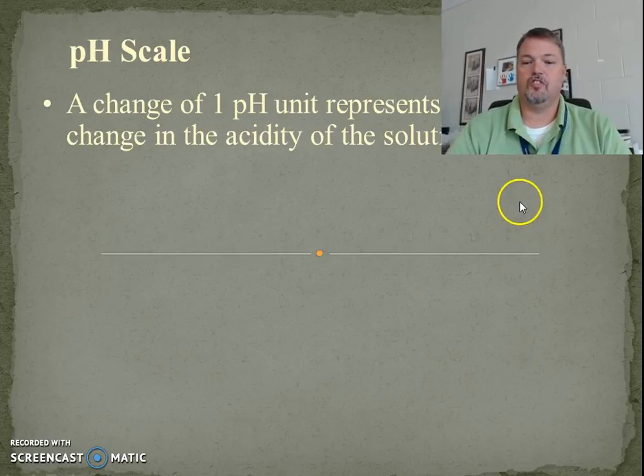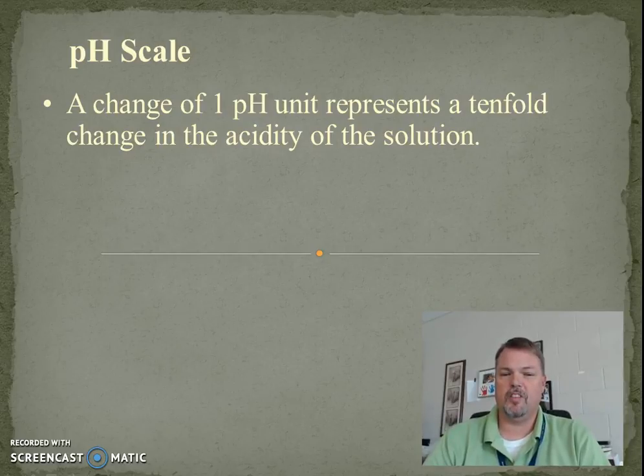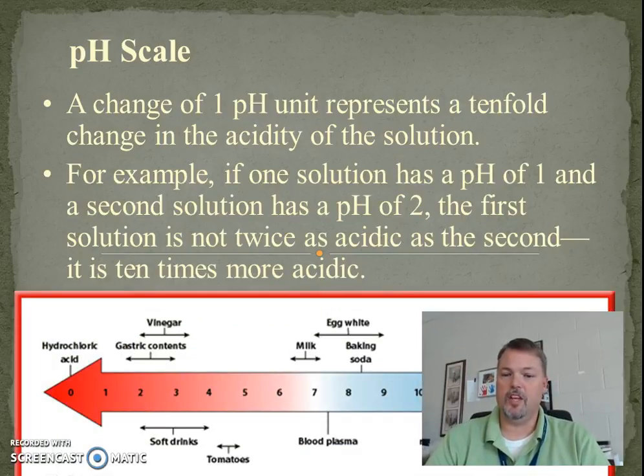Okay, a change in 1 pH unit represents a 10-fold change in the acidity of a solution. For example, if a solution has a pH of 1 and a second solution has a pH of 2, the first solution is not twice as acidic, it's actually 10 times more acidic.